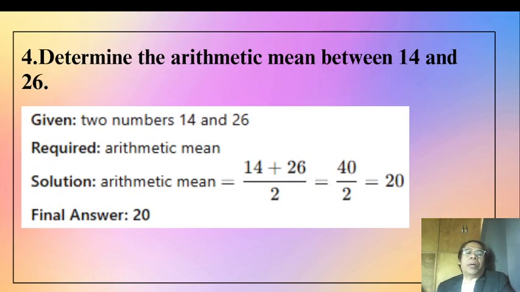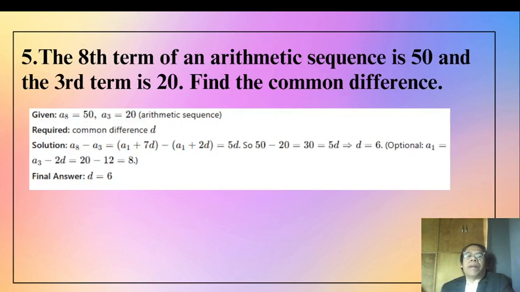Problem number 4. Determine the arithmetic mean between 14 and 26. Given two numbers, 14 and 26, we require the arithmetic mean. The solution will be the sum of the two numbers divided by 2. Substitute the given data, and then you will be getting 20.